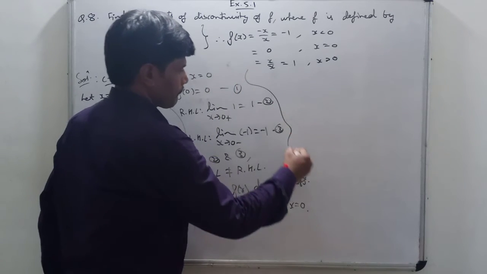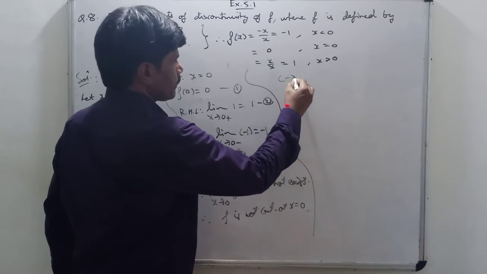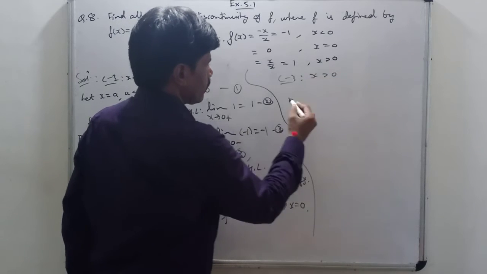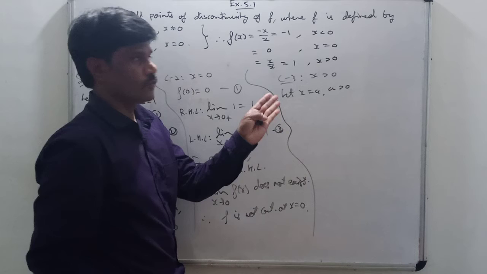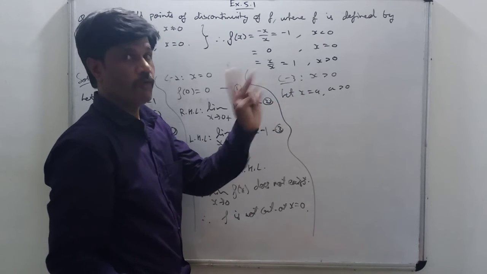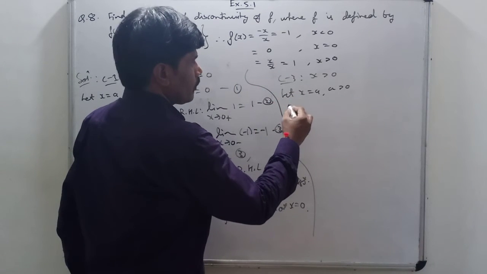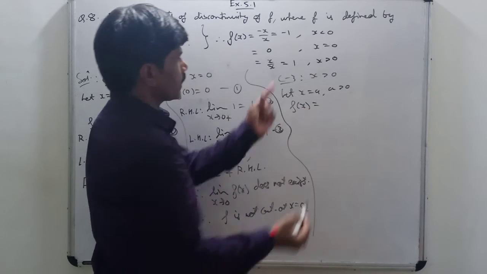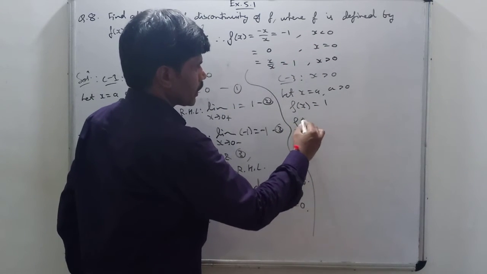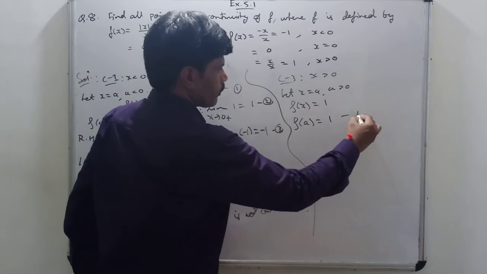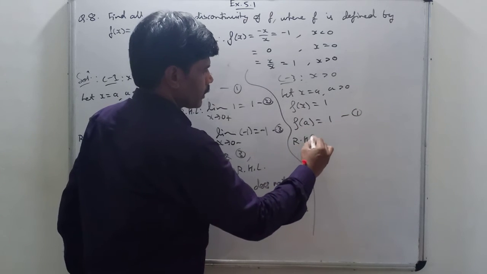Okay. Now third, case 3, x is greater than 0. Let x equal a, where a is greater than 0. You think in your mind, let a be 1. Okay. So f(x) in this case, when x is greater than 0, what is the function? 1 here. Now I will find out the value of the function, f(a), that is equal to 1. Give it 1. Now you find out the right hand limit.